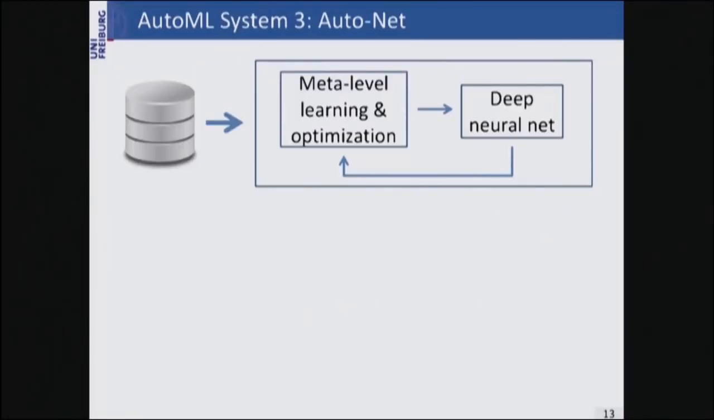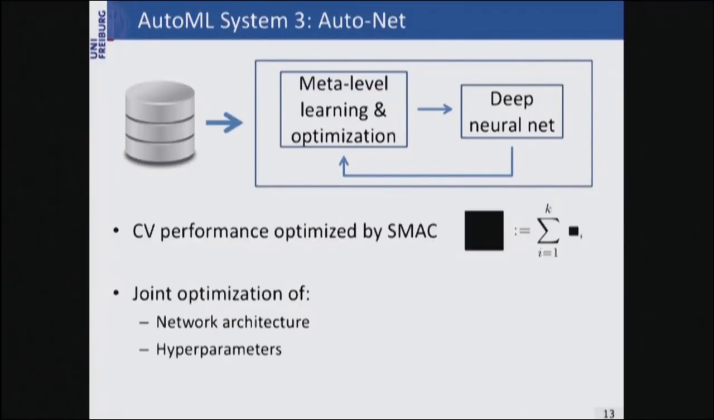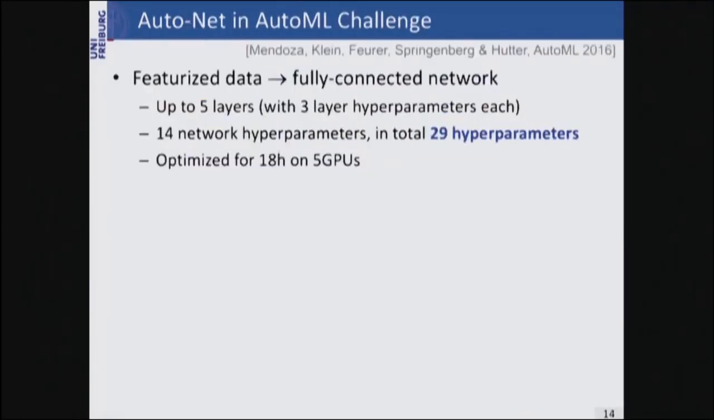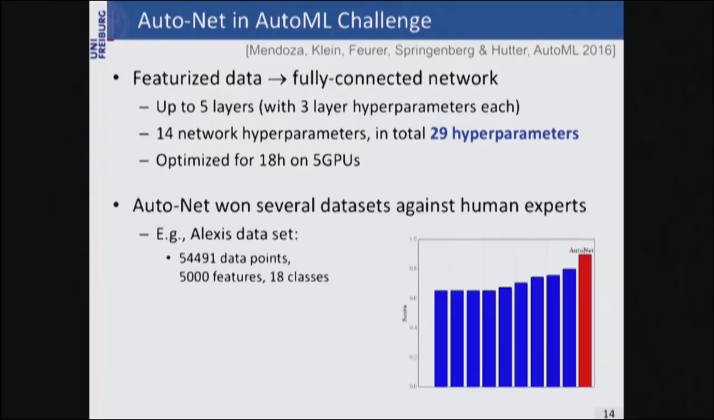The third system is AutoNet, so we parameterize deep neural networks, both network architectures and hyperparameters. For the AutoML challenge, that's the only instantiation I have time to talk about right now. There we had featurized data, so we had really kind of boring networks, just up to 5 layers, fully connected, only 29 hyperparameters, and we optimize it in less than a day on 5 GPUs.